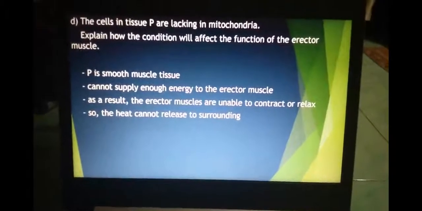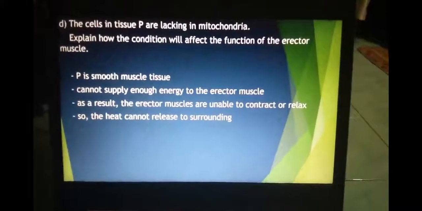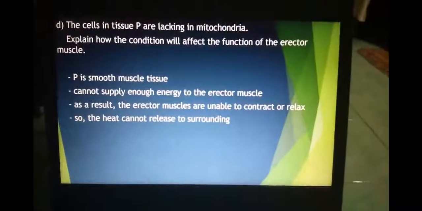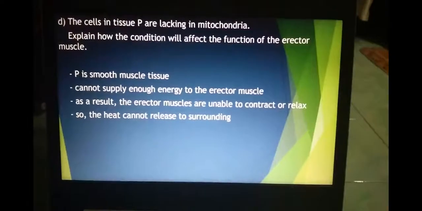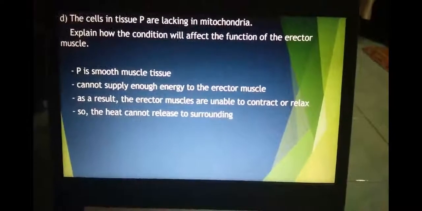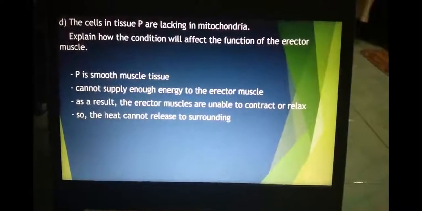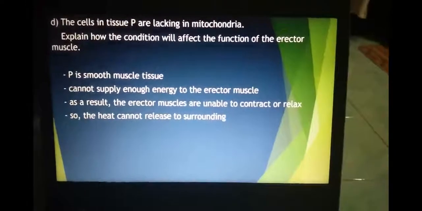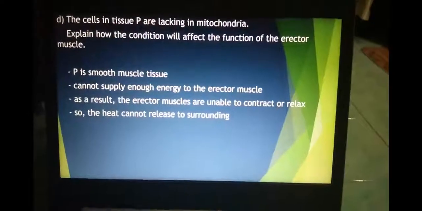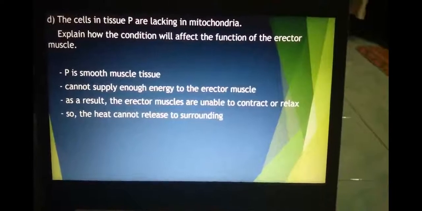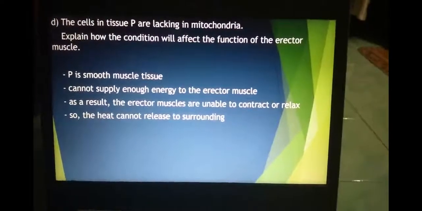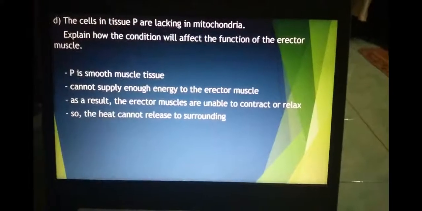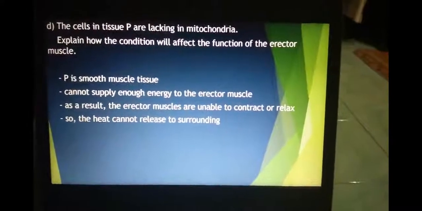The cells in tissue P are lacking in mitochondria. Explain how the condition will affect the function of the erector muscle. So the keywords are the condition will affect the function of the erector muscle. My first point is, what is tissue P? P is smooth muscle tissue. So how does the mitochondria affect the function of the erector muscle?